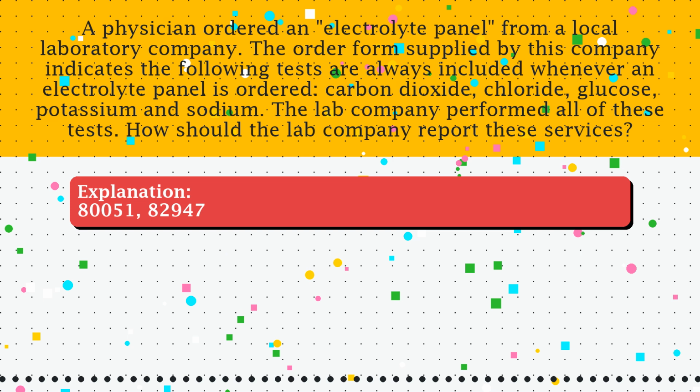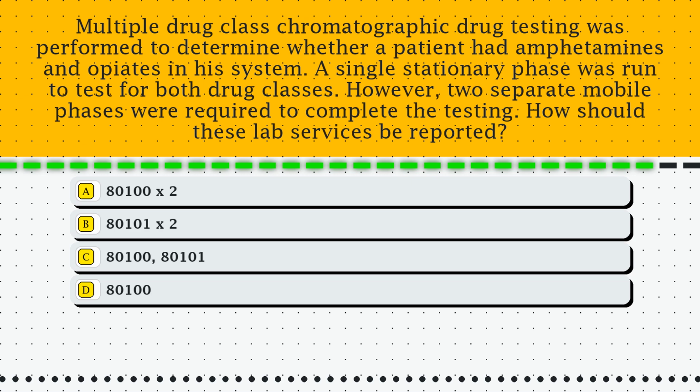Question 124. Multiple drug class chromatographic drug testing was performed to determine whether a patient had amphetamines and opiates in his system. A single stationary phase was run to test for both drug classes. However, two separate mobile phases were required to complete the testing. How should these lab services be reported?